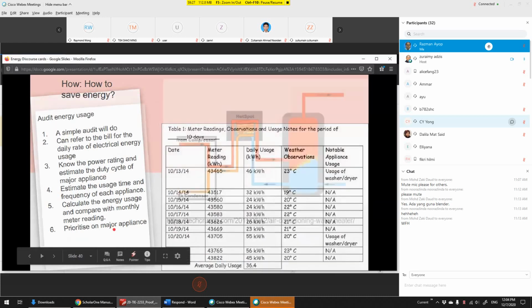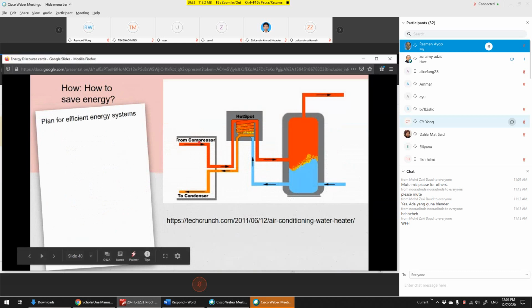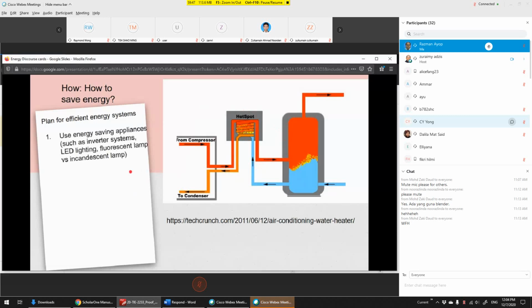Okay. Next, how to save energy. Plan for an efficient energy system. This is an example. You see, this is the air conditioning system. The heat from the air conditioning system is used to heat up the hot water that you use for shower. Okay, that's an example. Also, you can use energy saving appliances such as inverter, LED fluorescent lamp. Don't use the incandescent lamp.